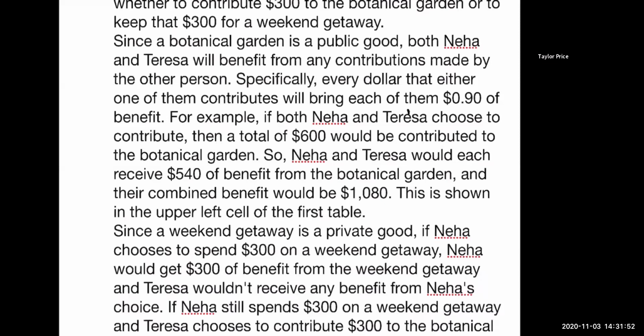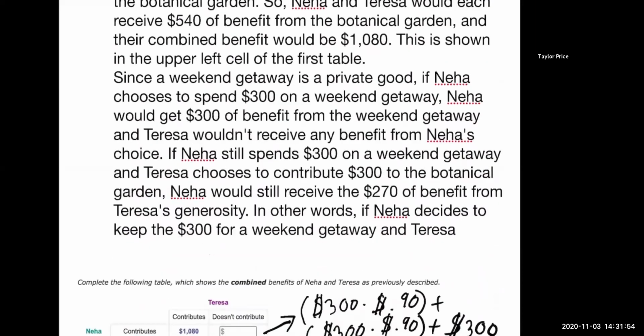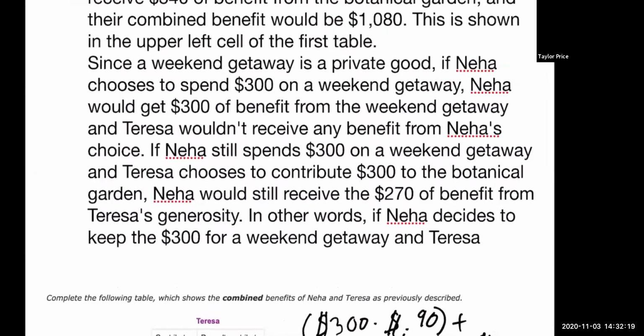The second good is the weekend getaway. This is a private good. Because it's a private good, it's only going to benefit each person individually. What that means is that if either individual chooses the weekend getaway, the other person is not going to receive any of the benefit. So let's see what that's going to look like.